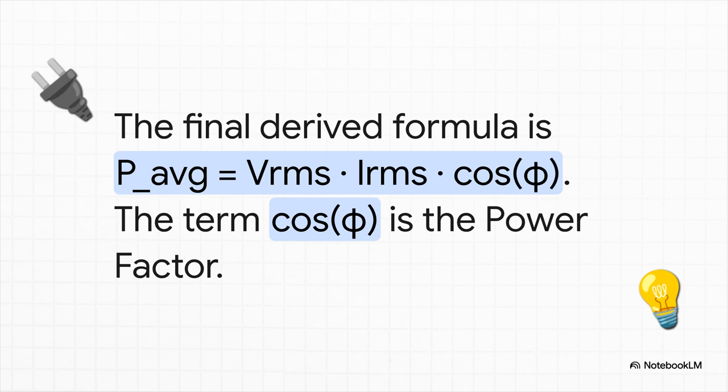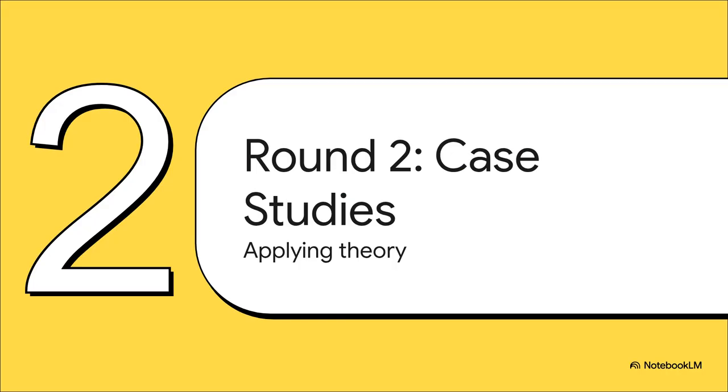And since we know VRMS is V0 over root 2, we can rewrite that in its final, most useful form, VRMS times IRMS times cosine phi. And that cosine term, that is the super important power factor. Phew. Okay, that was the heavy lifting.